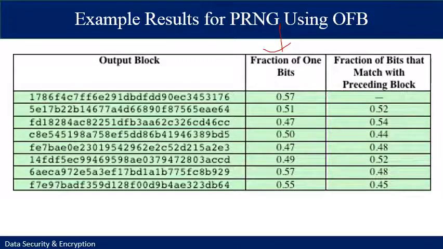The third column shows the fraction of bits that match between two adjacent blocks. You can see the number differs substantially from 0.5. That suggests that the correlation between blocks, which could be a security weakness, is very limited. Therefore, the result shows no correlation.